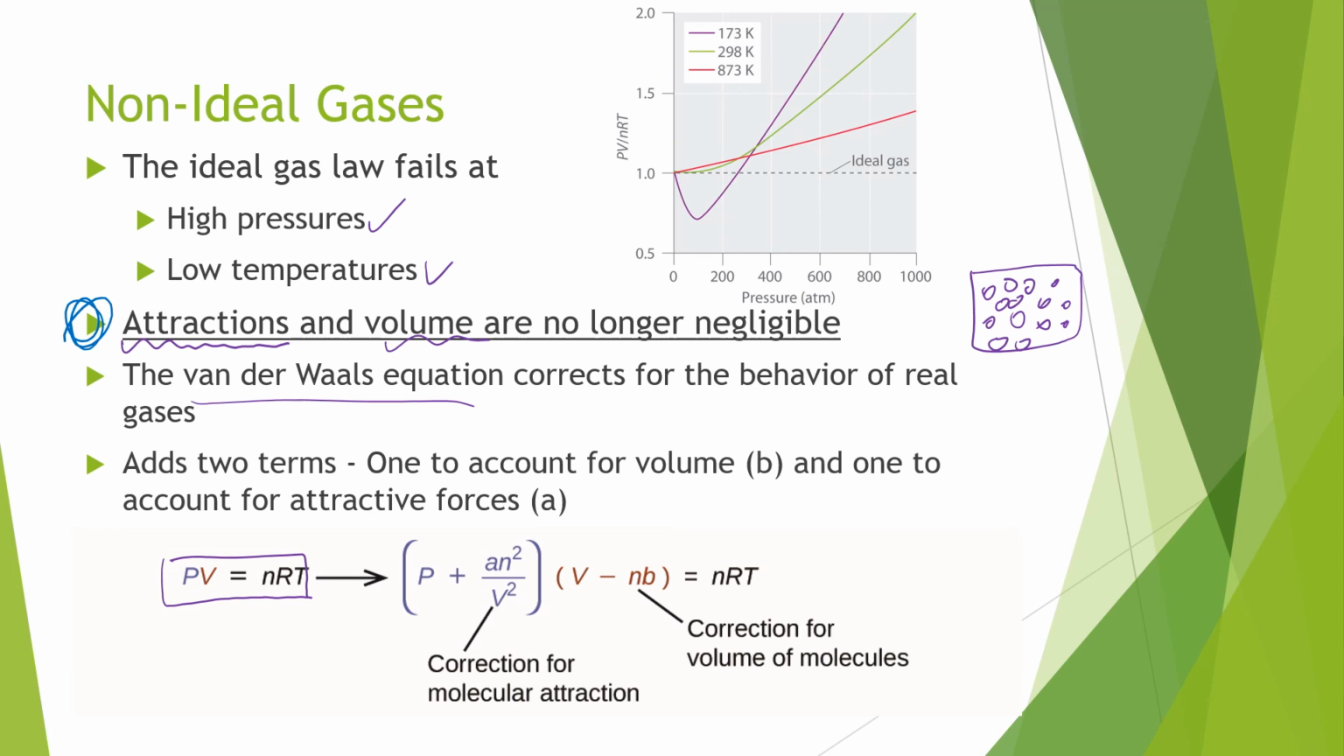You will never, ever, ever have to plug numbers into the van der Waals equation to calculate things. What you do need to understand is the two things that the van der Waals equation corrects for. It corrects the pressure by taking into account the attractions, and it corrects the volume by taking into account that the gas particles are no longer negligible in volume. So what you would need to be able to relay is that real gases vary from ideal gases due to two things: the attractions are no longer negligible, and the volume is no longer negligible.